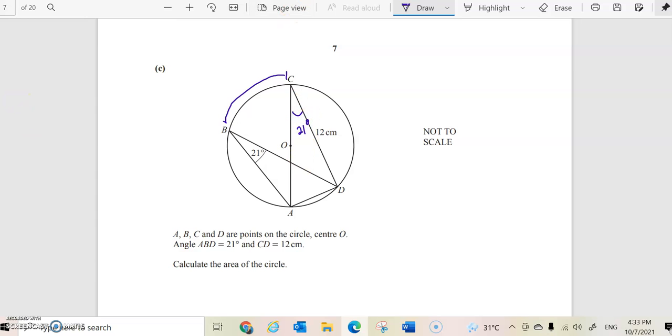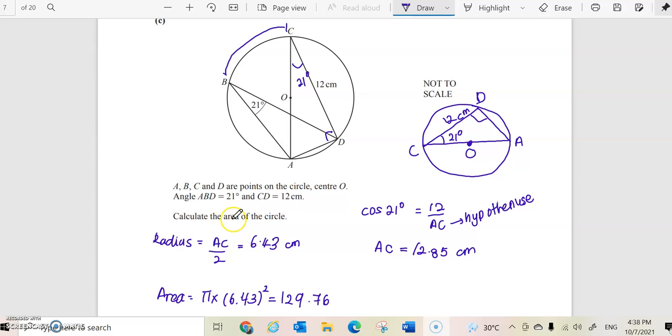So the question asks you to calculate the area of the circle. To find the area, we should know the radius of the circle. The radius here is OA, OC. So here, if you can find AC and then you divide by 2, you will get the value for the radius.